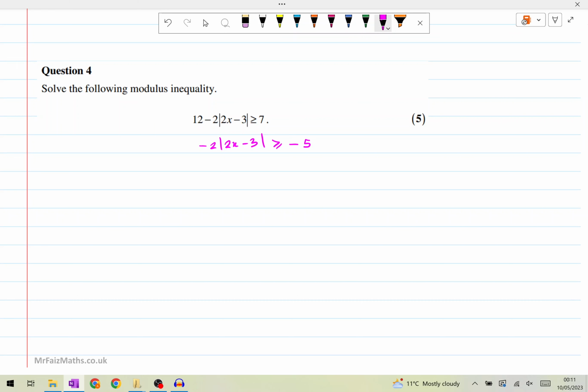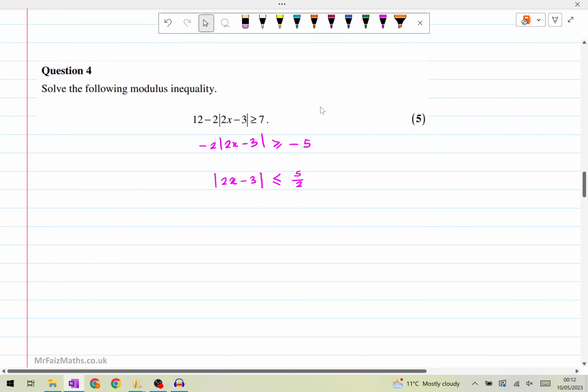I can then divide this by minus 2, but at the point where we divide by minus 2, we need to remember to switch that sign. It's very easy to forget that, which is why putting all of this bit to the right hand side first may not be a bad idea, right? So as long as you remember to switch the sign, this is fine. Dividing by minus 2 makes that 5 over 2. So now we have the modulus of 2x minus 3 is less than or equal to 5 over 2.